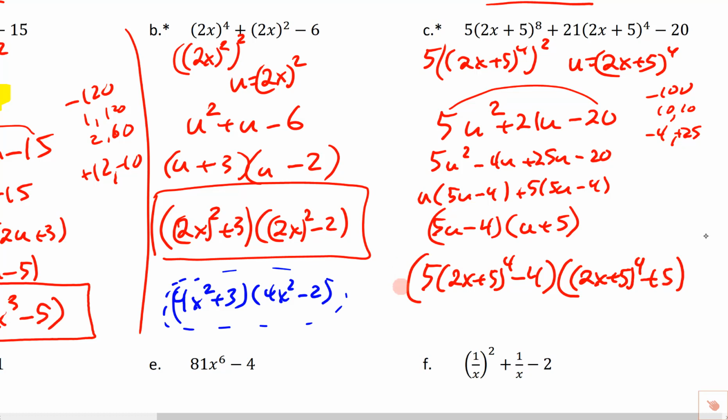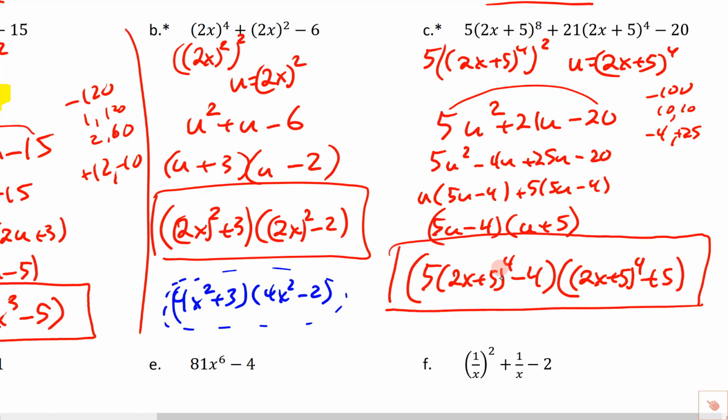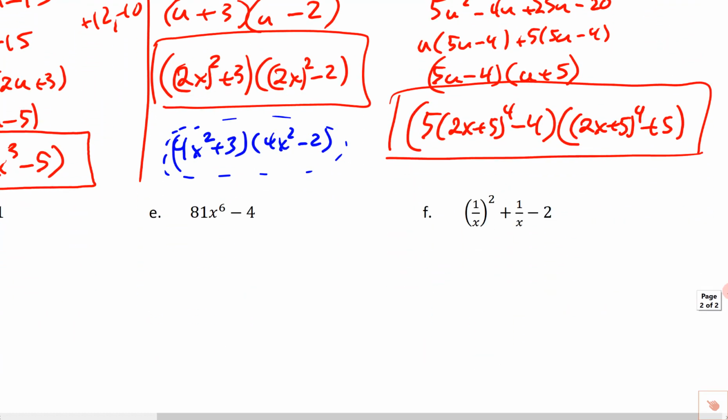Now again, we're going to leave it like this. You could raise this to the fourth and then multiply everything out, collect like terms and all that sort of stuff. But we're just going to leave it as it is for right now. We're going to call that good.